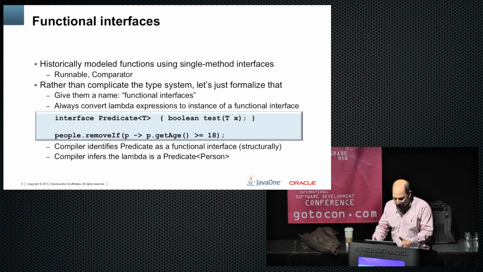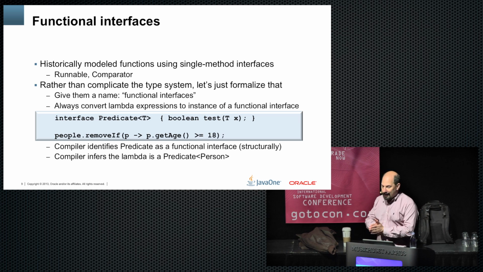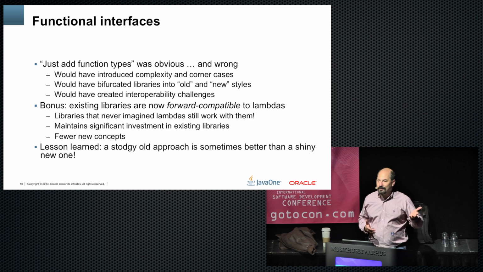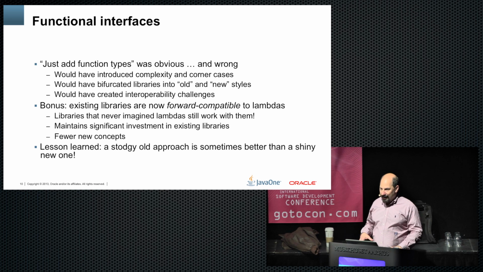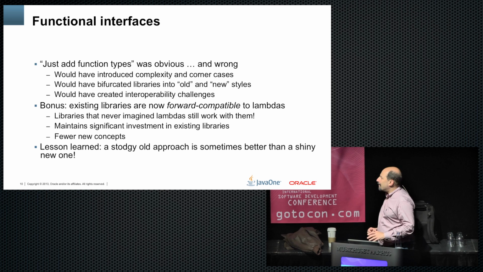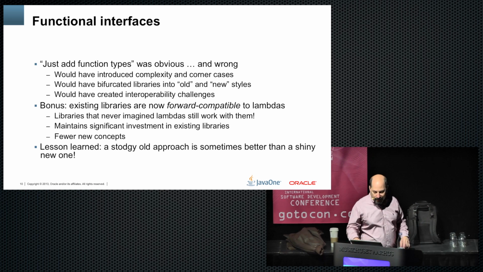So there's a lot more detail to this story than I'm expressing on 2 slides. But the takeaway point is just that add function types was obvious and wrong. It would have been complex. It would have introduced corner cases. It would have exposed users to more of the pain of erasure, which isn't nice.